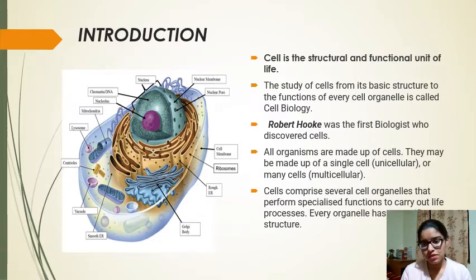All organisms are made up of cells. They may be single-celled organisms, or unicellular, or many-celled, that is multicellular organisms. What exactly is there in a cell? Why do we study the cell? It comprises various cell organelles that perform specific functions to carry out specific life processes.